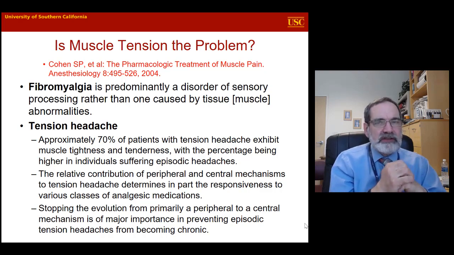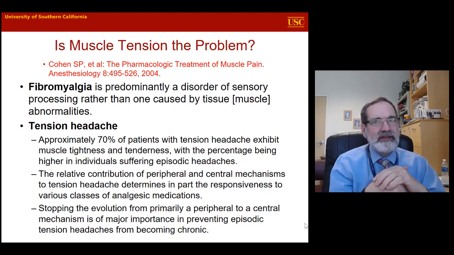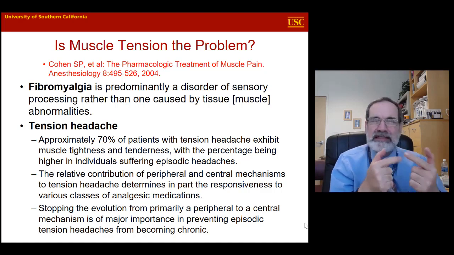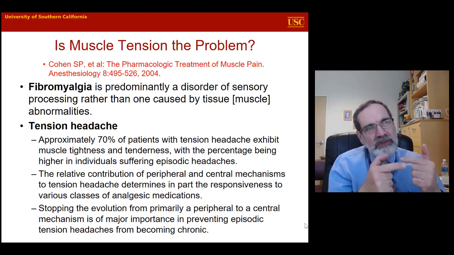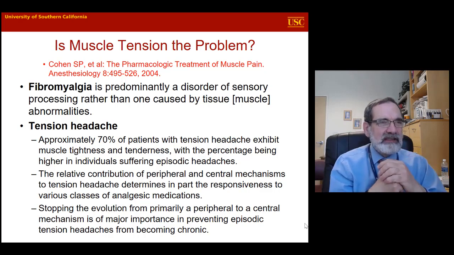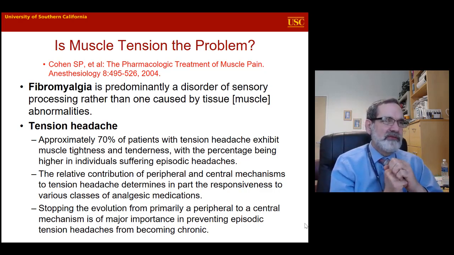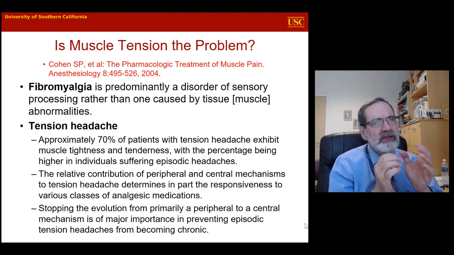But the research is indicating that fibromyalgia is really a neurological problem. It is a neuropathic condition. It's a disorder of sensory processing in the spinal cord and brain. It is not a problem in the muscles themselves. So aiming treatment at the muscles themselves is not likely to provide any long-term degree of relief. So therefore, we probably wouldn't use muscle relaxants for fibromyalgia.